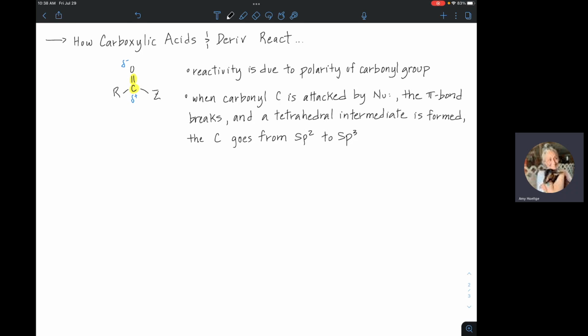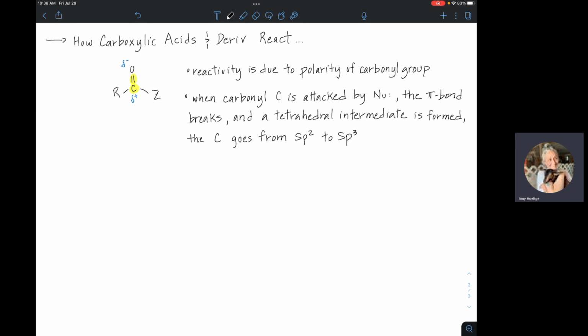Remember what that means. We have an sp2 carbon, it has 3 electron domains. It's trigonal planar, so it's flat. We form a tetrahedral intermediate, and just for a moment, your carbon goes from sp2 to sp3. All of a sudden, we have a tetrahedron, right? The electron geometry is tetrahedral. There are 4 electron domains after the nucleophile attacks. The tetrahedral intermediate is not necessarily stable, so the pi bond actually reforms and a group leaves.